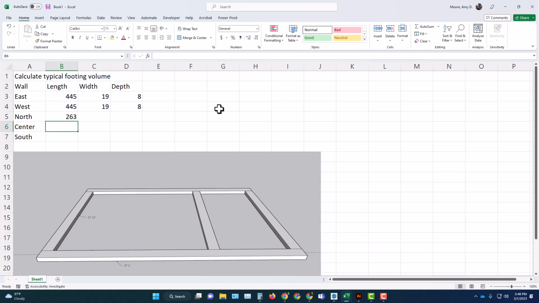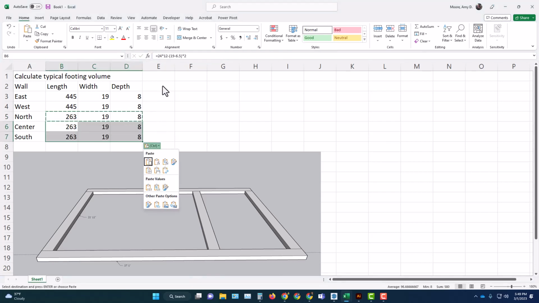It comes to 263 inches. Let's very quickly look at my answer here of 21 feet 11 inches. We'll do 21 feet times 12 inches plus 11. It comes to 263. So that calculated correctly. My width, again, is 19. My depth would be 8. And I could take that and I can copy it to these 2 spots.